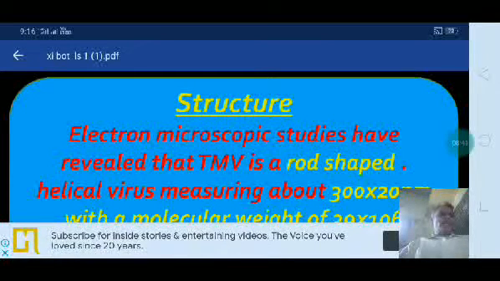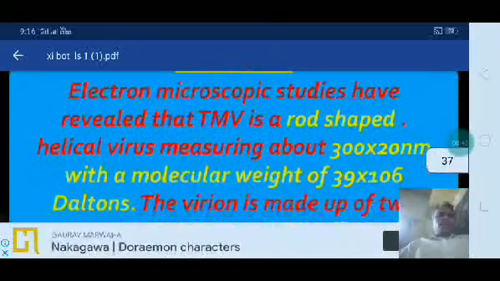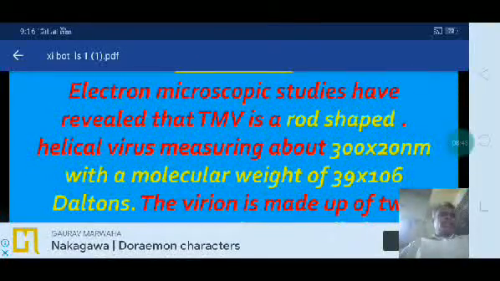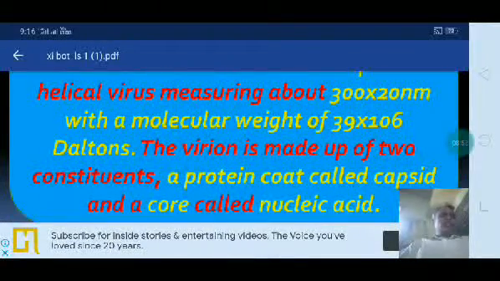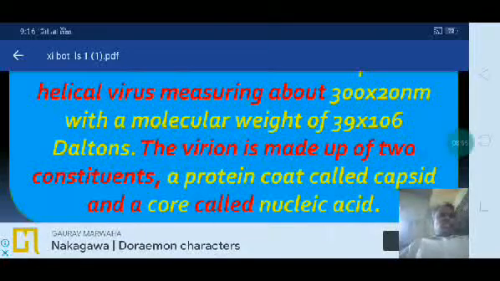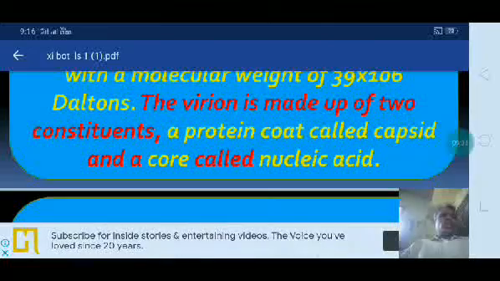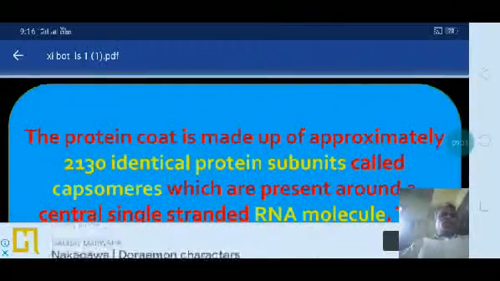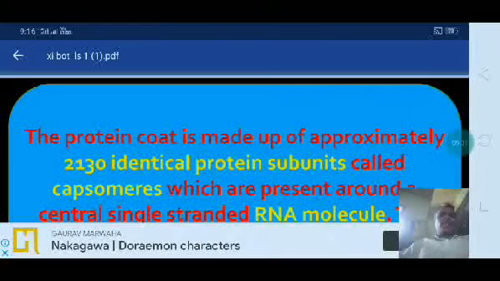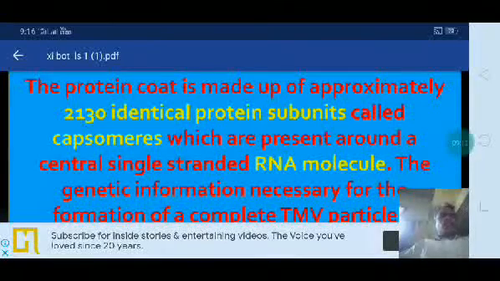Electron microscopic studies have revealed that TMV is a rod-shaped helical virus measuring about 300 by 20 nanometers, with a molecular weight of 29 into 10^6 daltons. The virion is made up of 2 constituents: a protein coat called the capsid and a core of nucleic acid. The protein coat is made up of approximately 2130 identical protein subunits called capsomeres.